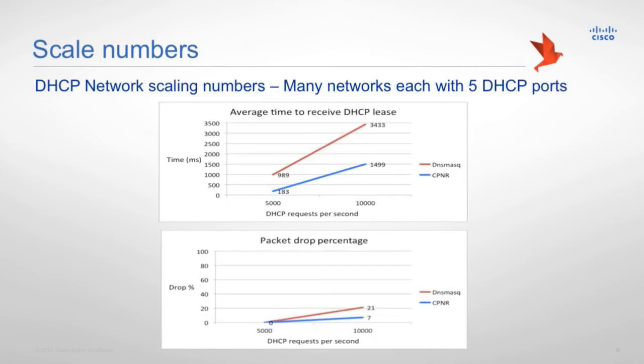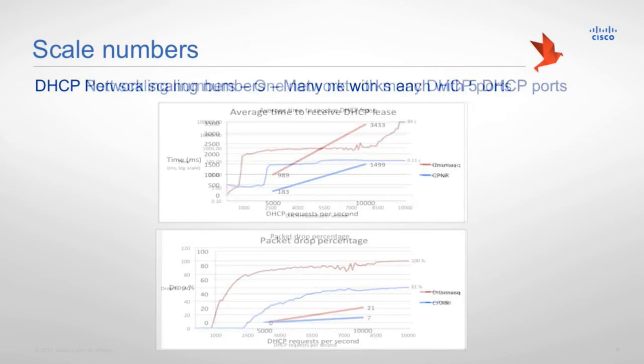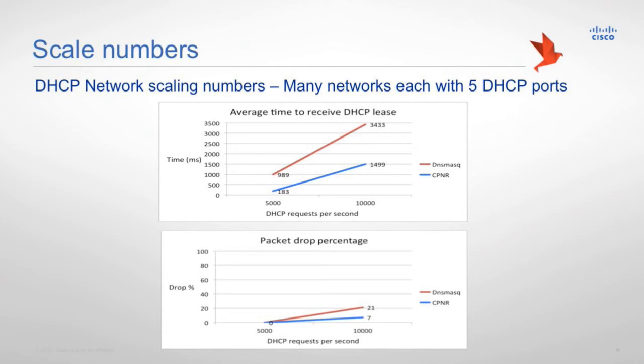And this is the graph that shows network scaling. The previous graph was with one network and lots of ports, and this one is about lots of networks with a fixed number of ports per network. Here we can see clearly that CPNR issues leases faster than Dnsmasq, and packet drop is also much lower compared to Dnsmasq. This was done up to 10,000 clients, so 2,000 networks each with 5 DHCP ports.